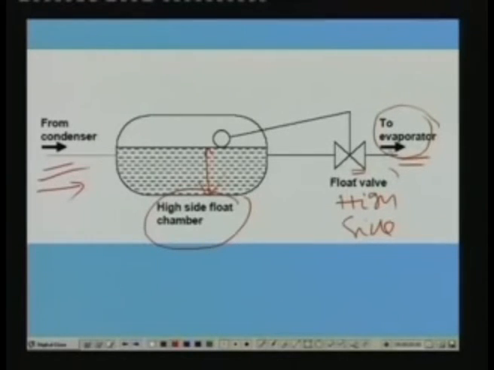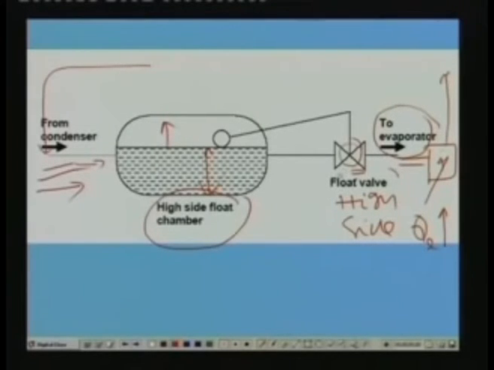What happens when the load increases or reduces? Let us say that you have the evaporator here, and the load on the evaporator increases. When load on the evaporator increases, more refrigerant will boil. Once more refrigerant boils, more refrigerant will condense here. That means more refrigerant will flow into the high side float chamber. That means the level will increase here. When the level increases, this float valve is such that it will open more. That means when the level increases, opening will be wider. When the opening is wider, more liquid will flow through the valve into the evaporator. That means when QE increases, wider opening.